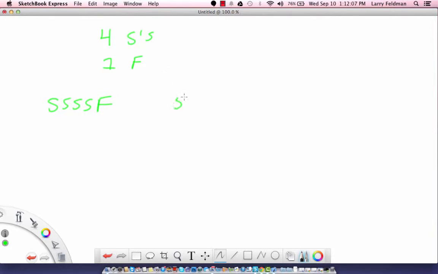Well, it's no different than dealing with a real word. We have 5 factorial, because that's how many trials or letters we're dealing with. And then we have 4 S's and 1 F, so we have to divide by 4 factorial. And this 1 F is really a 1 factorial, which is 1, so we don't really have to do anything with that.